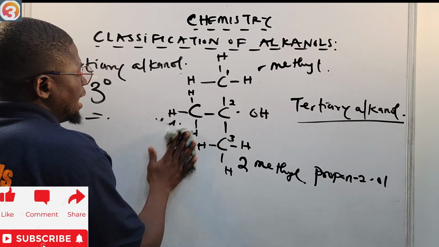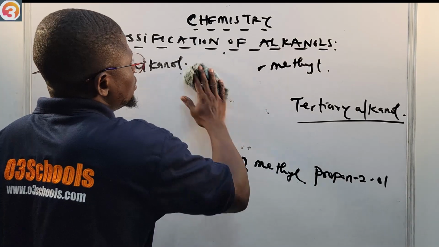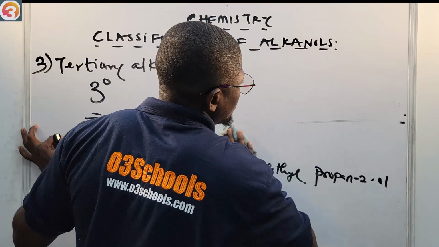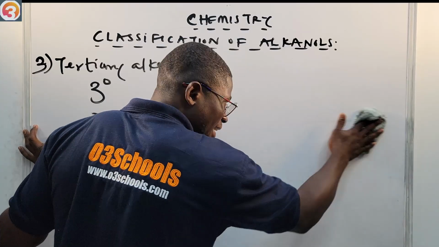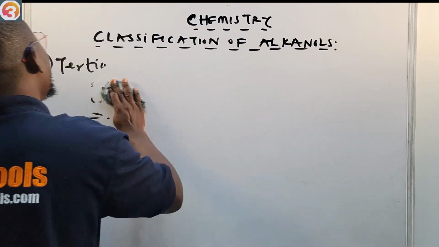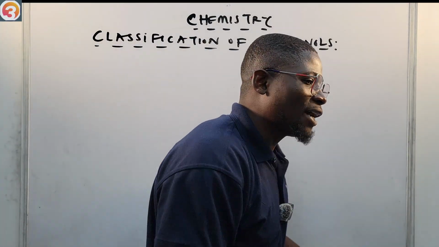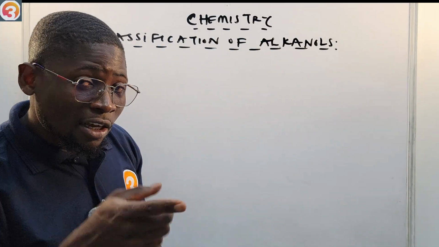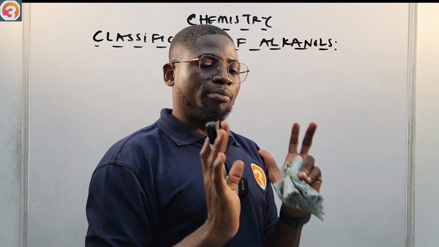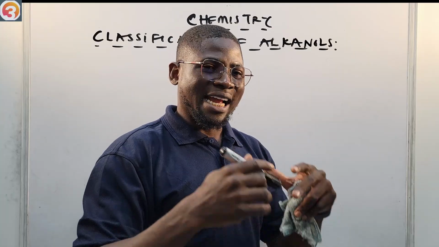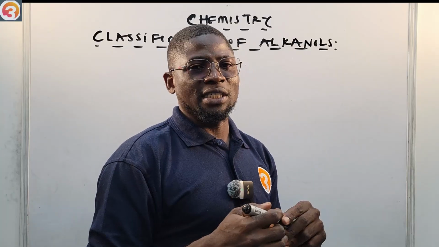So now let us look at some examples. I'm going to draw the structure on the board. Pause the video to test yourself, and see if this one is a primary alcohol, a secondary alcohol, or a tertiary alcohol. Pause it as I draw the structure, then answer it and come back to the class to see if you are right.